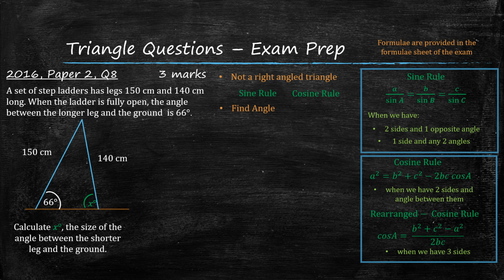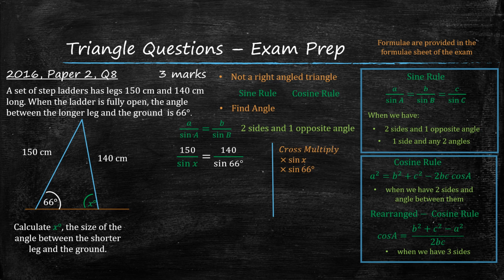Okay, what have we been asked to find? We've been asked to find angle x. And what information have we been given? We've been given two sides and one opposite angle. Now looking at our rules on the right, we can use the sine rule when we have two sides and one opposite angle. A over sine A equals B over sine B. So let's plug in our values. 150 over sine x equals 140 over sine 66.